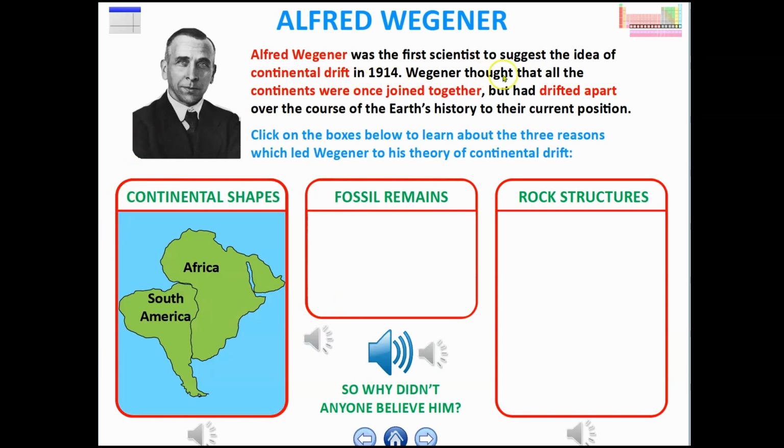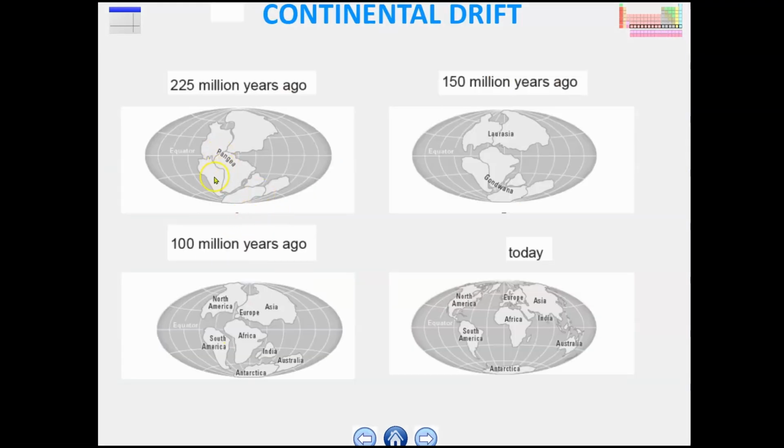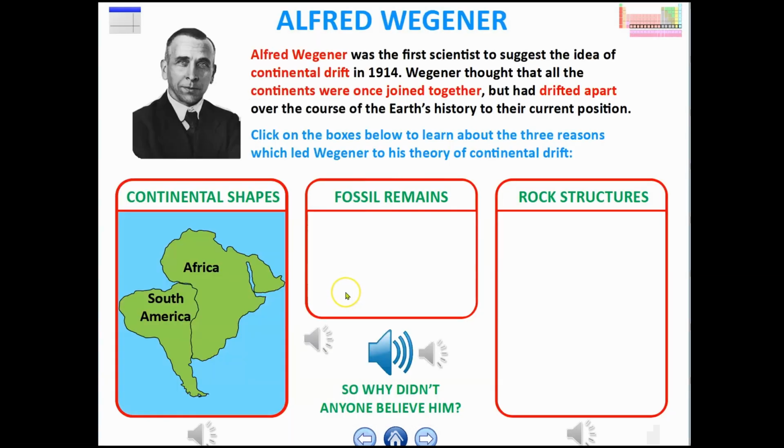So some evidence. Now, there are three pieces of evidence you need to be able to quote for the exams, and you could have a 3 or a 6 mark question. But the continental shapes, if you go back to this image here, you can see that they fit together. Did they ever fit together? Yeah, absolutely they did. It's weird that they look similar shapes, because they did. But more importantly than that, and I mentioned this earlier, was about the rock shapes. We'll come to that in a second.